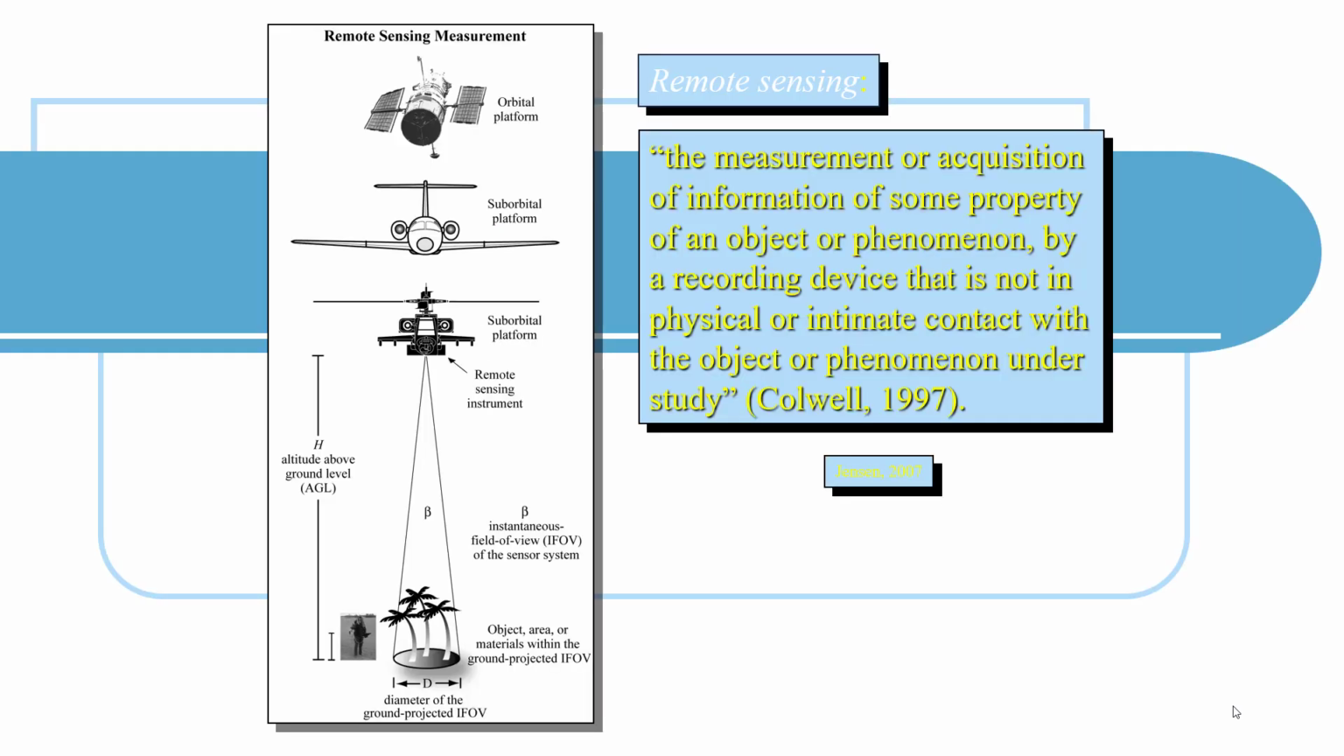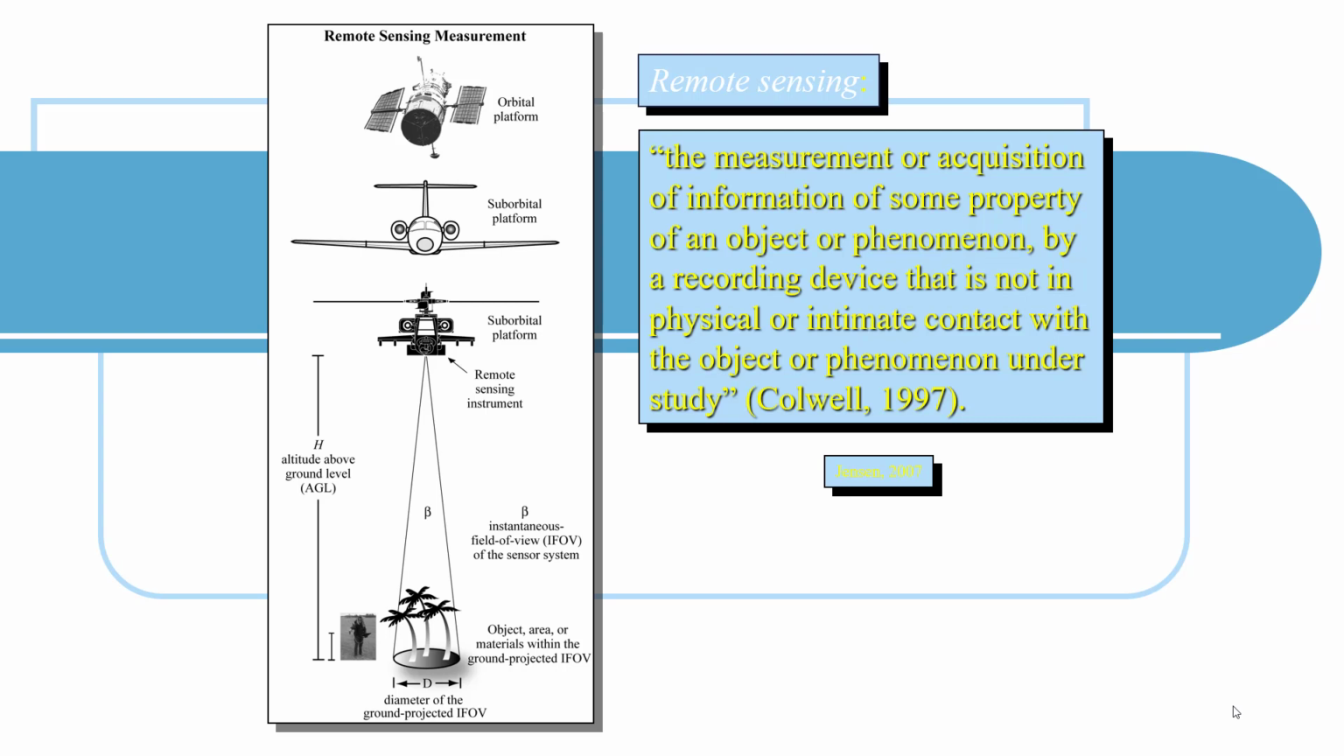So, remote sensing is defined by Colwell as the measurement or acquisition of information of some property of an object or phenomenon by a recording device that is not in physical or intimate contact with the object or phenomenon under study. So this diagram here shows 3 different types of platforms.